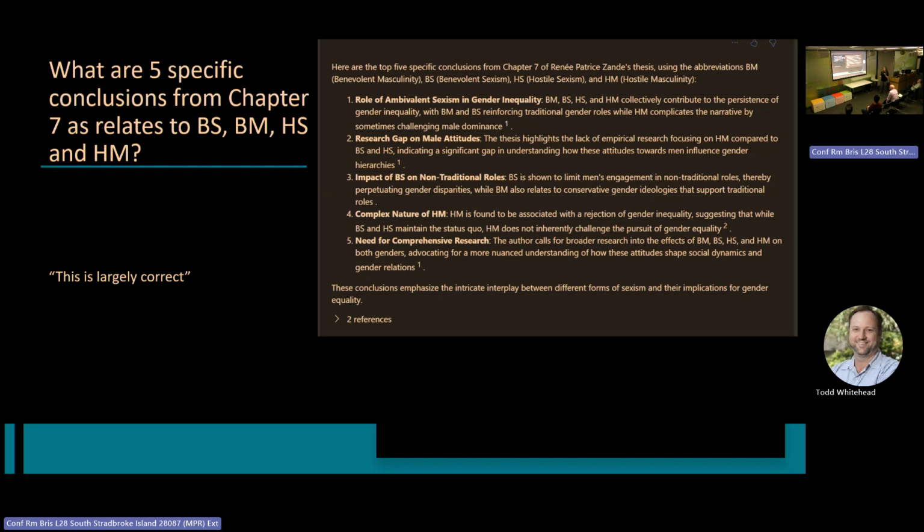And as it relates to BSBM, HS, and HM, which are acronyms that she uses throughout her document, which are benevolent sexism towards women, benevolent sexism towards men, hostile sexism towards women, hostile sexism towards men. You don't have to read it, but it gave us 5 points. And then I got her to read through it and see what she thought. For that one, because we were quite specific with the prompting, she said it's largely correct.